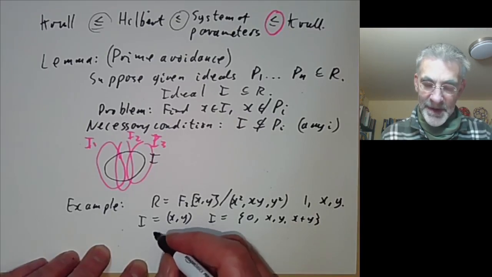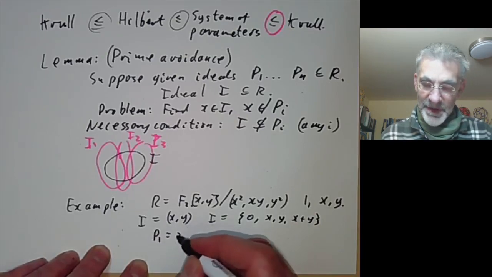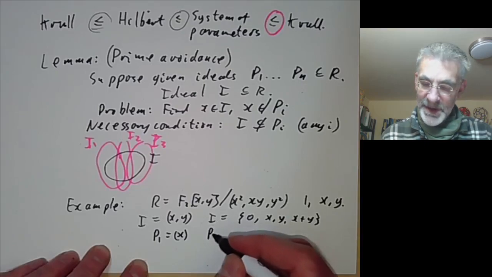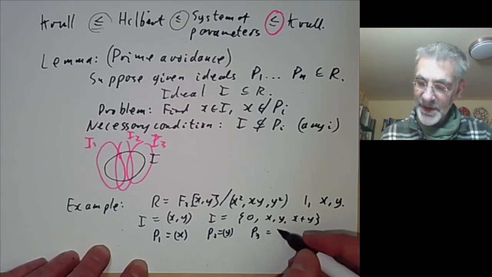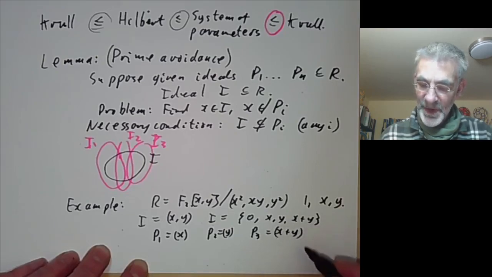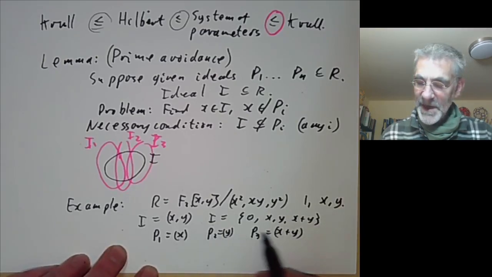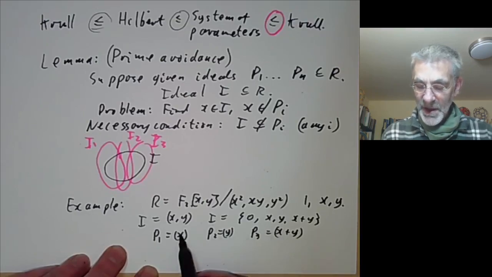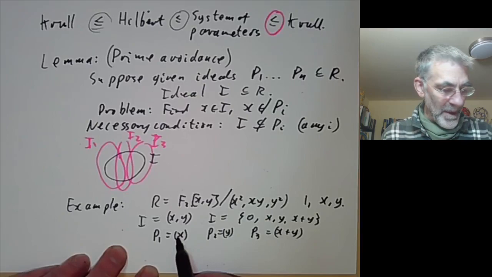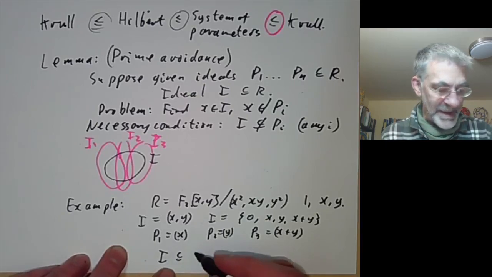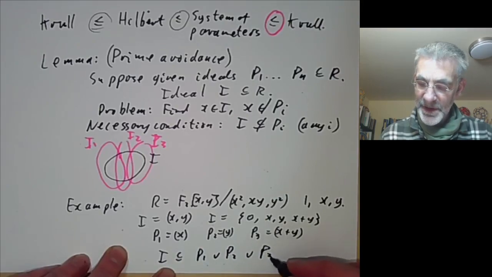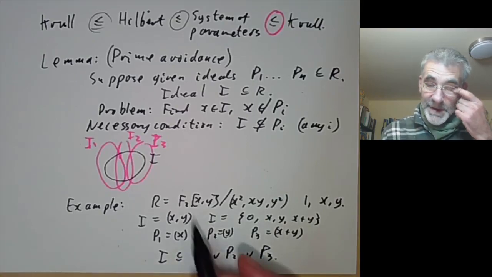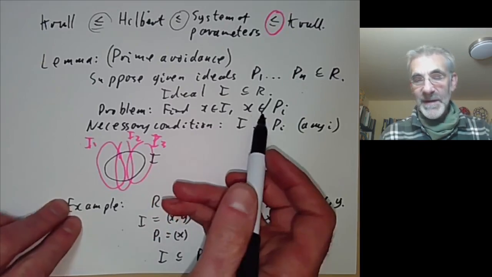And if we take the ideals P1 to be the ideal generated by x, P2 to be the ideal generated by y, and P3 to be the ideal generated by x plus y, then each of these contains just two elements, which is 0 and its generator. And I is contained in P1 union P2 union P3. So we can't always find an element x like this.